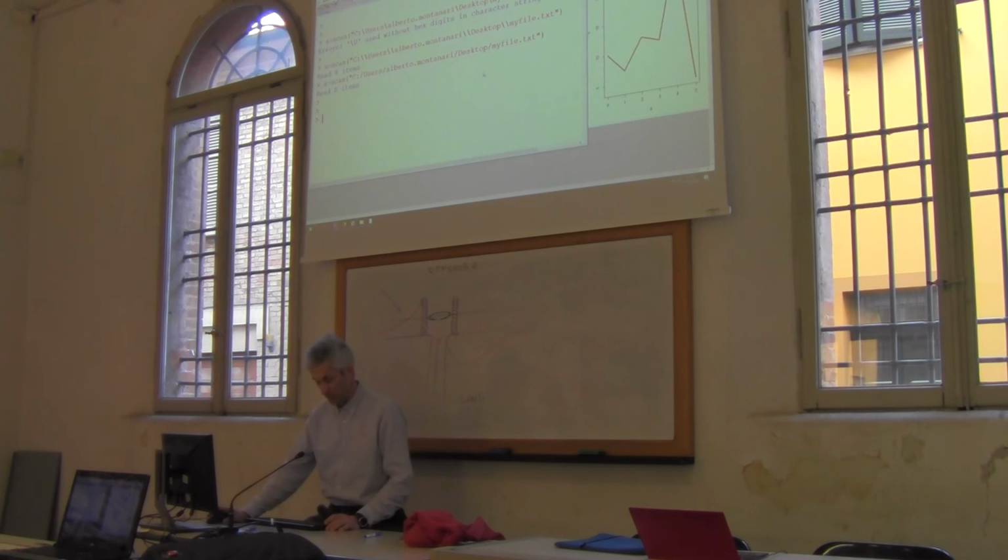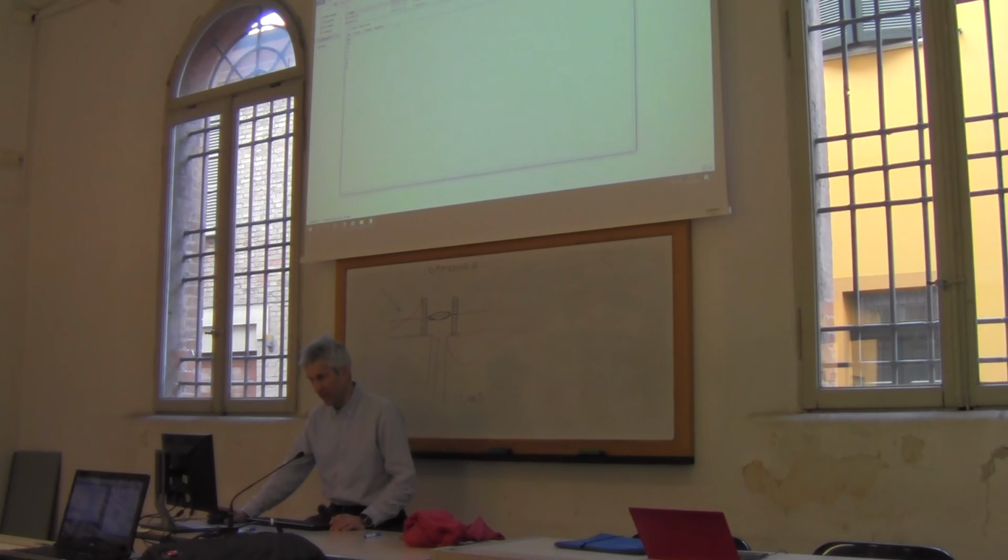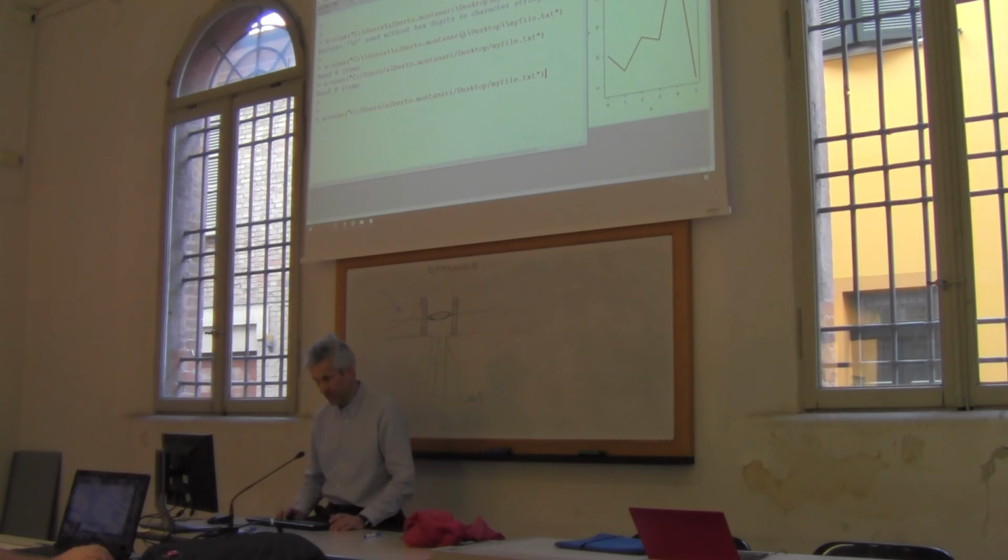Just to make sure. So let me open the text file I saved on the desktop, which is my file. I double click with Notepad and I put some commas here. Some 10, commas 9, 4, commas 2. Okay, I save it. I don't do anything, I just go to R and upload. Let's see what happens. Okay, it read 8 items, but let's try to see.